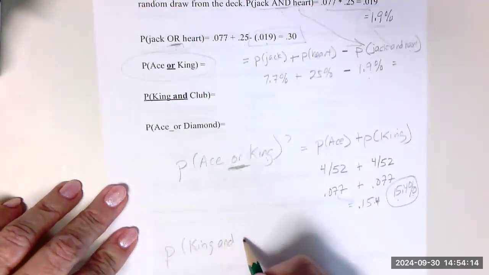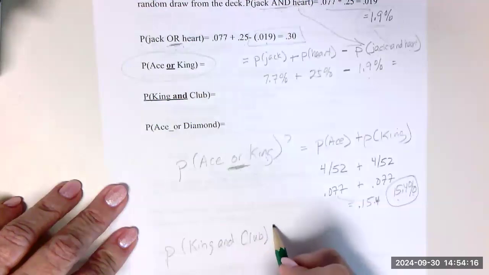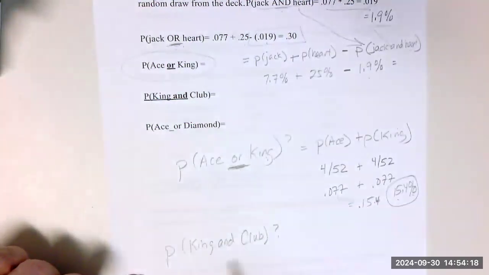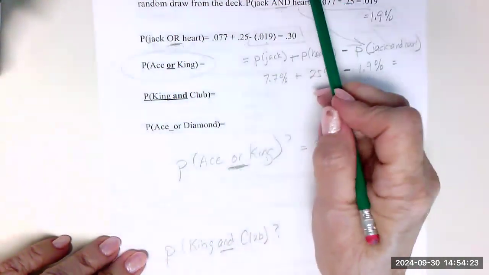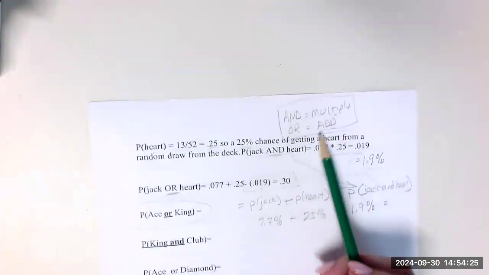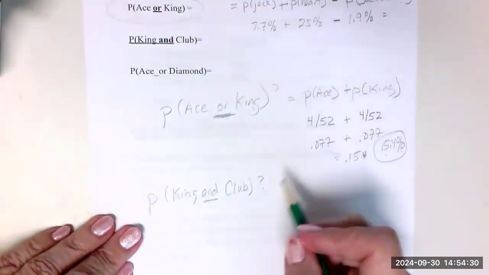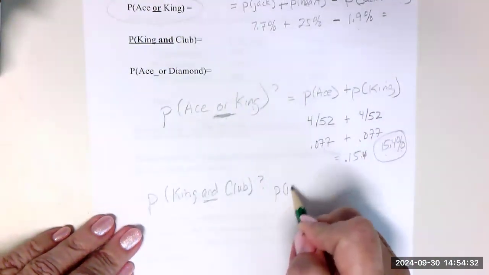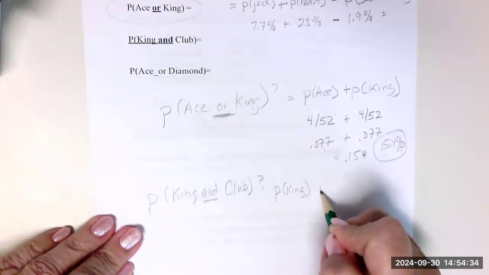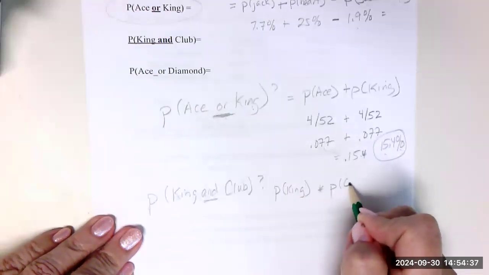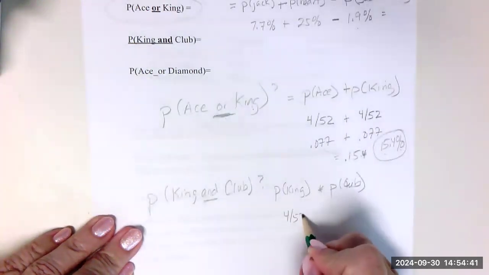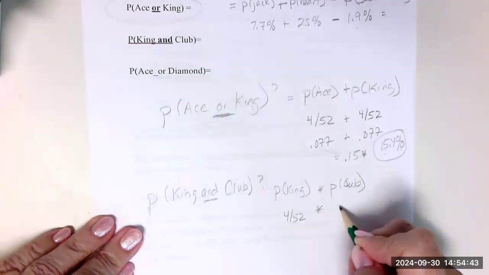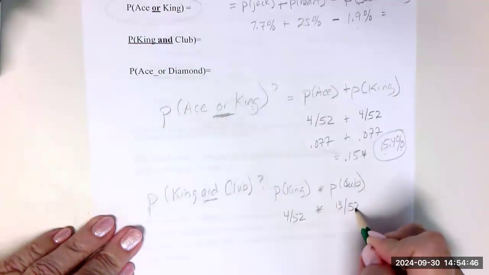Okay, this one, king and club, we've already kind of done a version of this, but let's go ahead and do it again. The first thing you would do is ask, what rule do I use? Well, "and" means to multiply. So all I have to do is multiply the probability of a king times the probability of a club. So 4 out of 52 times 13 out of 52.